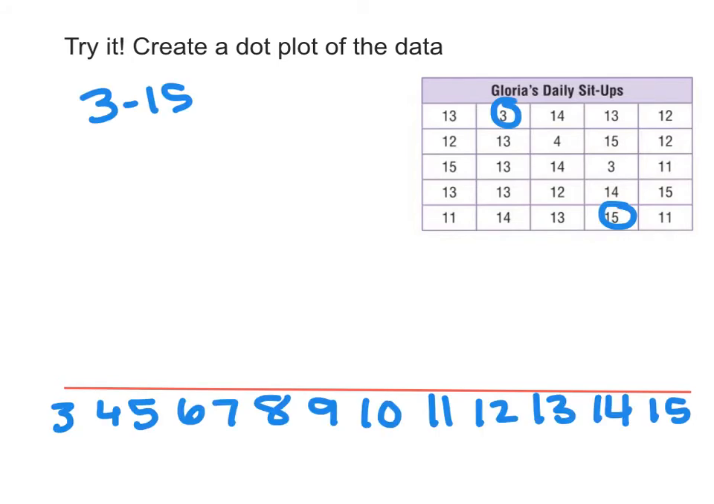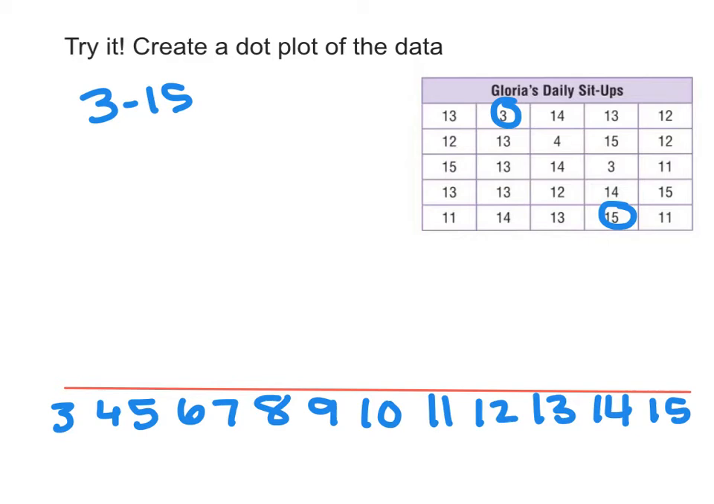Alright, so I went ahead and set up my number line. I noticed that my lowest daily sit-ups is she did 3 sit-ups. It's not even worth getting down on the floor to do 3 sit-ups, but that's what Gloria did. Her highest days were 15 sit-ups. So I went ahead and marked my number line from 3 to 15. I thought about doing 0 to 20, but I didn't have enough room.